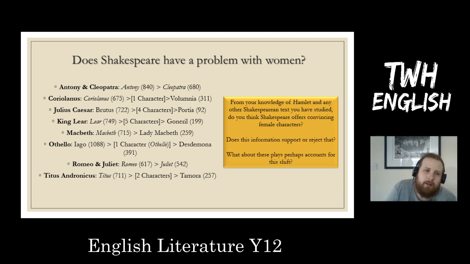Julius Caesar, the most lines go to Brutus on 722. Then we have 4 characters down until we reach the highest female character in Portia, who gets 92.